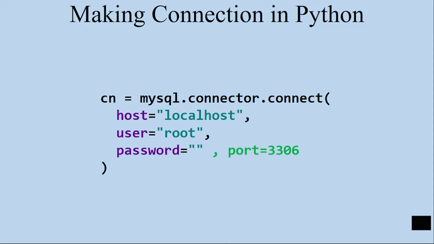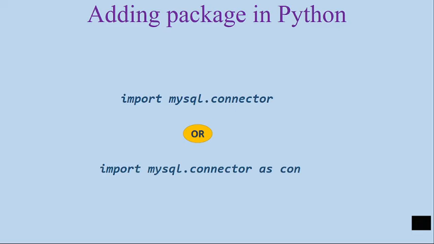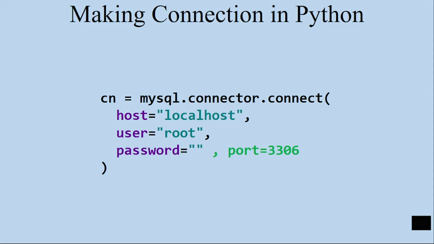Now to make the connection, we can use cn equal to mysql.connector.connect. If we have not given an alias name, then we have to give mysql.connector.connect, or if we have given the alias name, that is the second one, import mysql.connector as con, we can give con.connect. Now first is localhost, that is the server name. Now this demo I am giving on my laptop, so I have installed MySQL Server for a single machine. So I am giving here localhost.